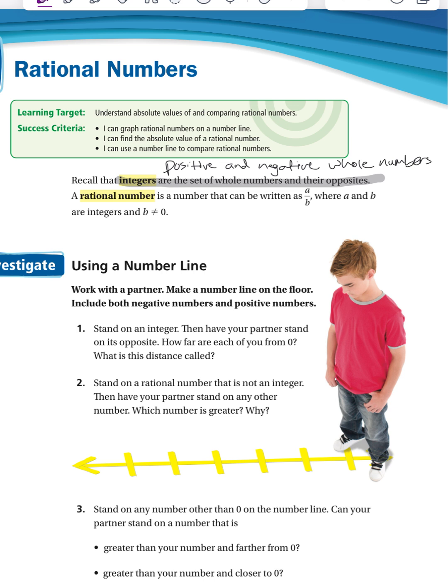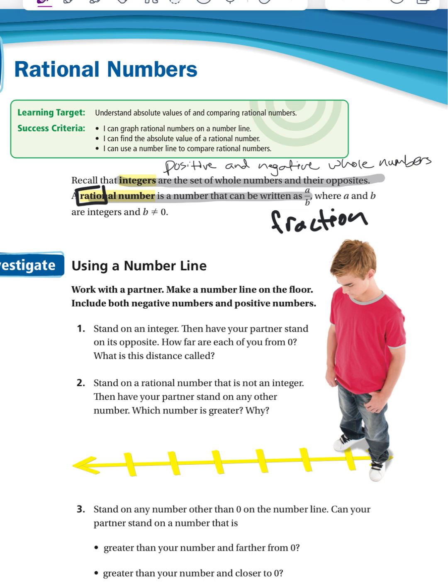All right, a rational number is a number that can be written as A over B, or a fraction. In the word rational, we see the word ratio. So think rational, ratio, which is like a fraction. Rational numbers can be written as a fraction.